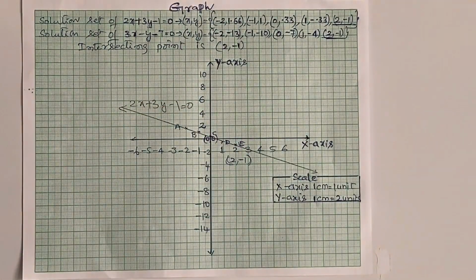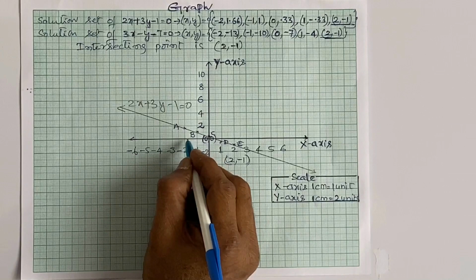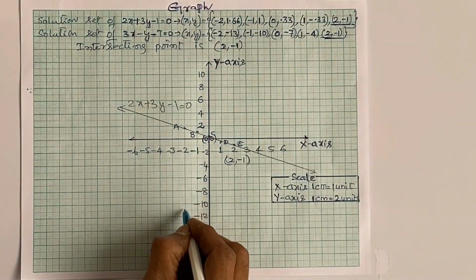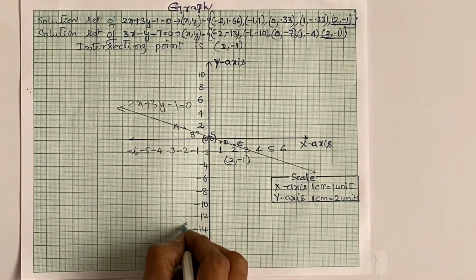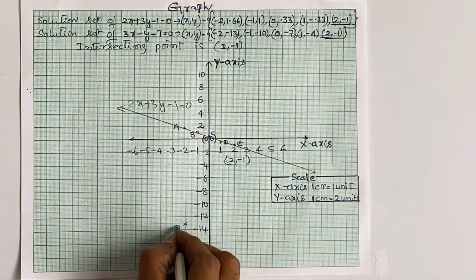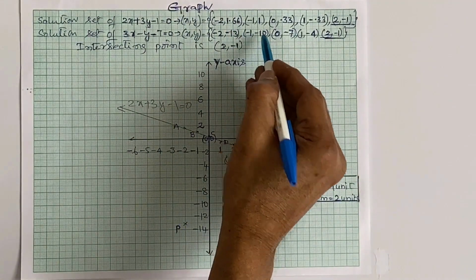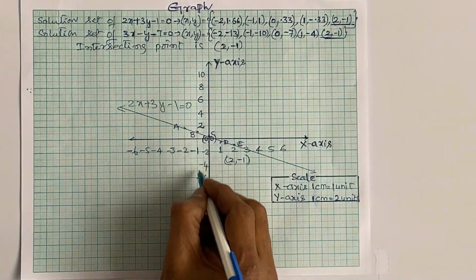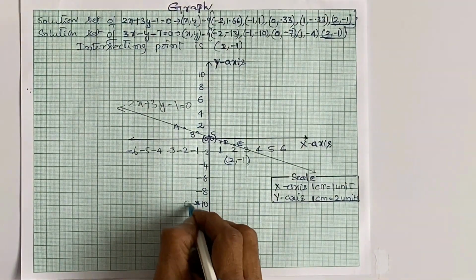I will draw another graph, that is 3x minus y minus 7 is equal to 0. Where is minus 2, minus 13? Minus 2, minus 13 will be here. I will take point P. Minus 1, minus 10 will be here, and I am taking point Q.